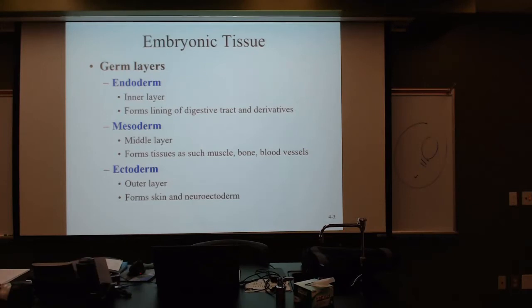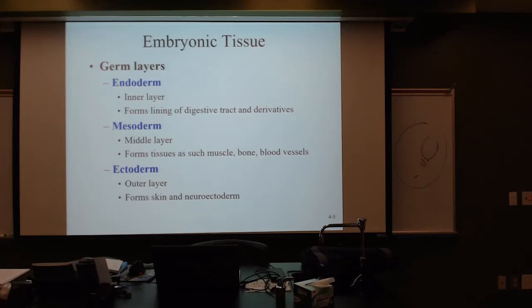All right. Egg and sperm meet. Fertilization occurs. We get one cell making two, two making four. You begin to form blastula, gastrula, all those different types of stages. All right. And you end up with what's termed germ layers.